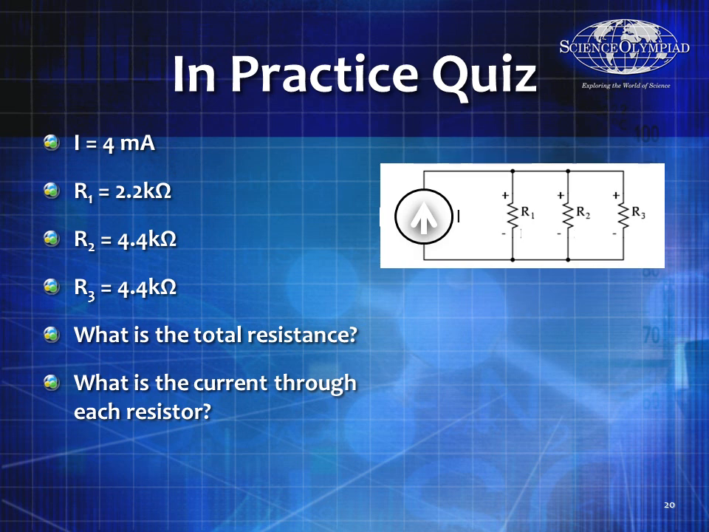Okay? Now, I know that these two, since they're twice the resistance, are going to have half the current going through them as this one. So this one's going to have like 2 milliamps going through it, whereas each one of these is only going to have 1 milliamp going through them.